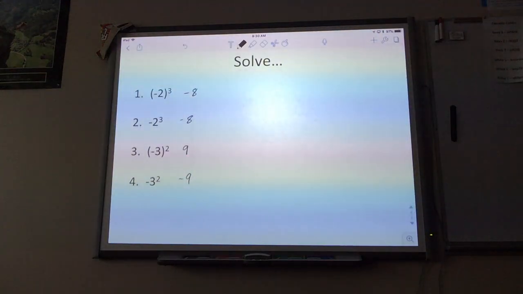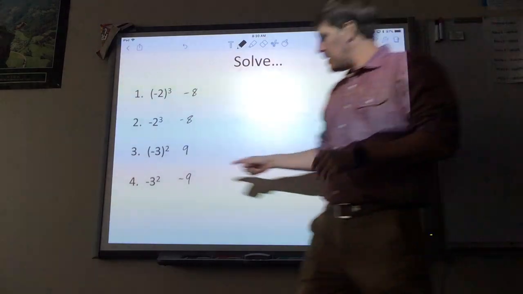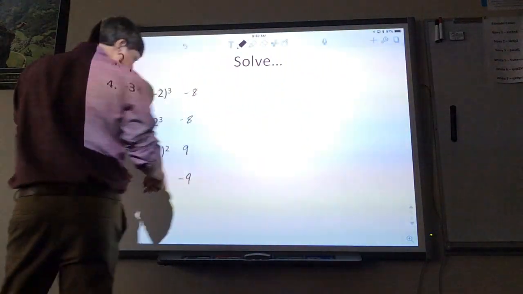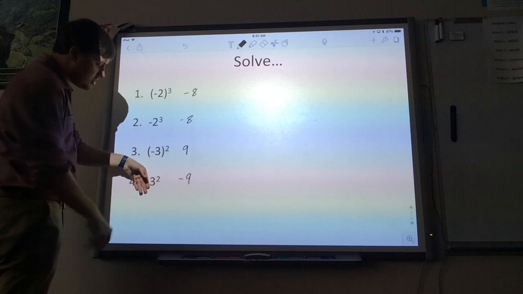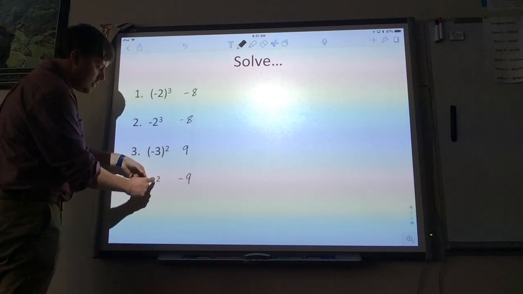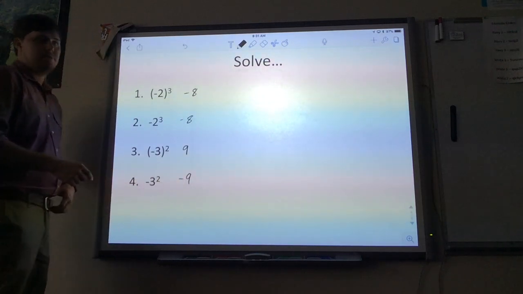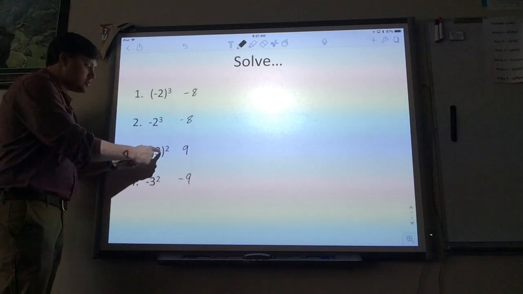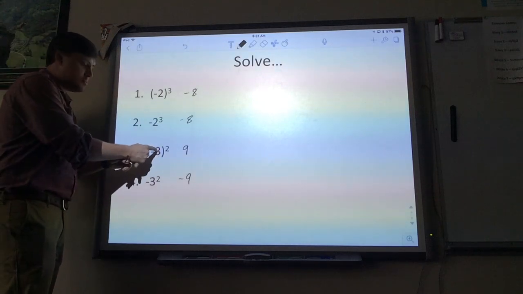Because there's no parentheses. Okay, so what does the parentheses tell us to do according to PEMDAS? We talked about that last time. Parentheses are first. So what comes after parentheses? Exponents. So we have to do the exponents before we even do the negative. So that negative is not even there. We do this squared and then add a negative on. This one, the parentheses are there, so we did the negative first because of PEMDAS.